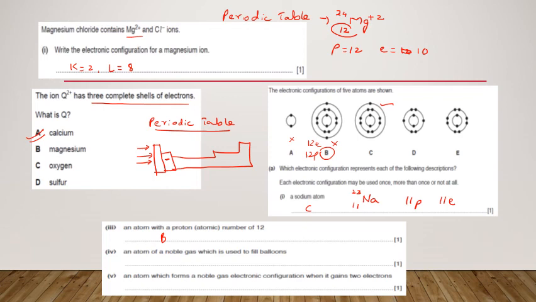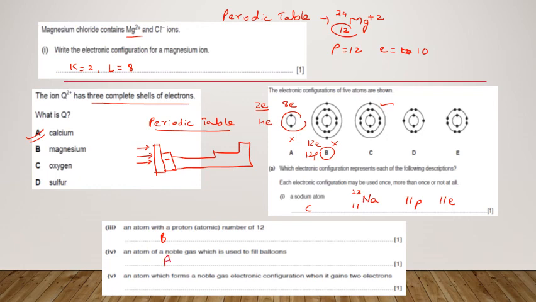An atom of a noble gas which is used to fill balloons. Noble gases are those which have either 2 electrons in their outermost shell or 8 electrons in their outermost shell. And when it says used to fill balloons, it is only helium. So you can see this. It has 2 electrons and it is helium. So I can write A here.